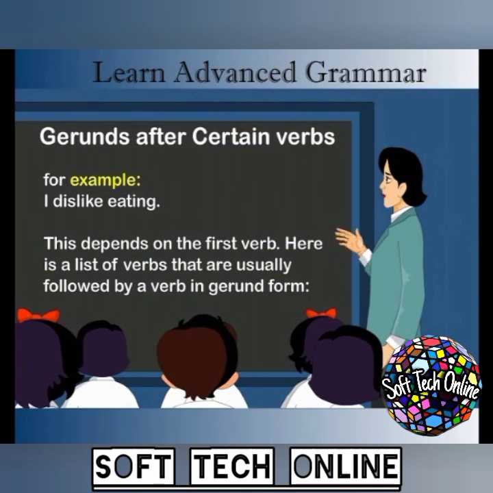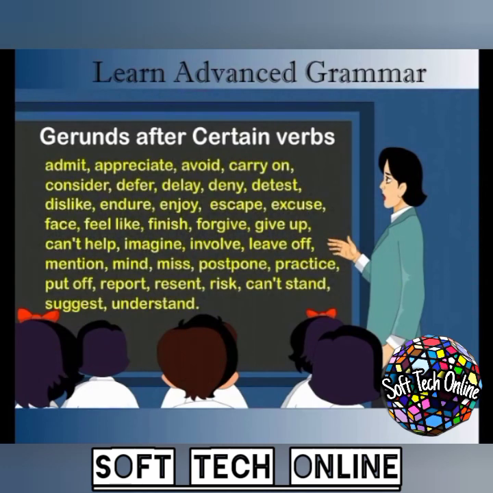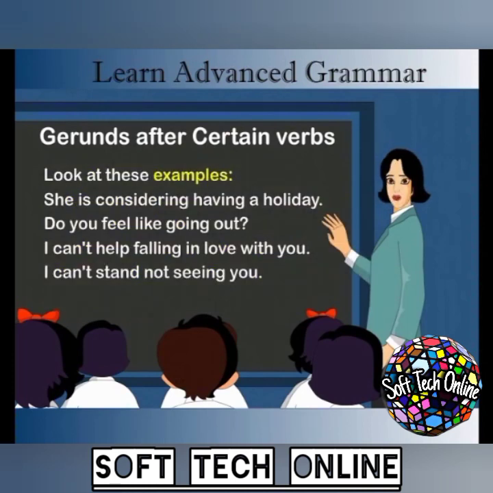Here is a list of verbs that are usually followed by a verb in gerund form. Admit, appreciate, avoid, carry on, consider, defer, delay, deny, detest, dislike, endure, enjoy, escape, excuse, face, feel like, finish, forgive, give up, can't help, imagine, involve, leave off, mention, mind, miss, postpone, practice, put off, report, resent, risk, can't stand, suggest, understand. Look at these examples.